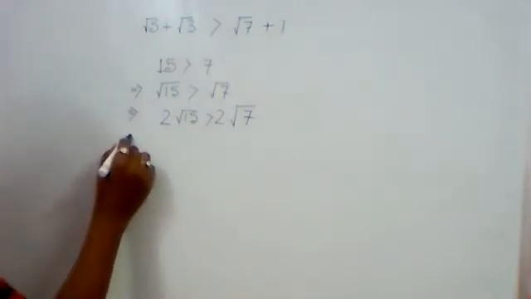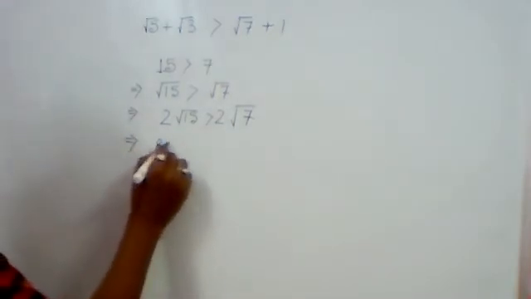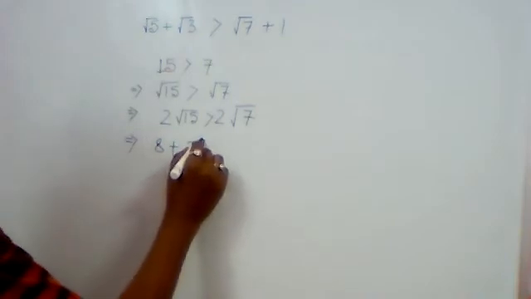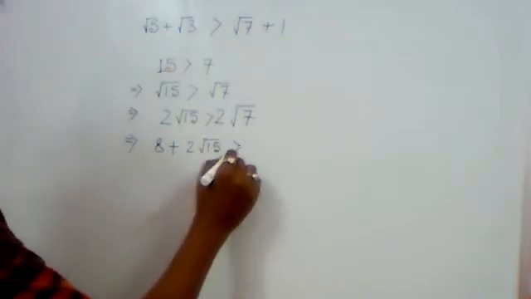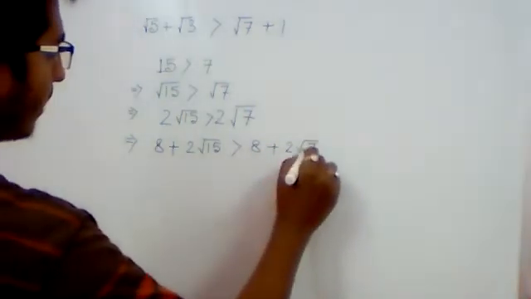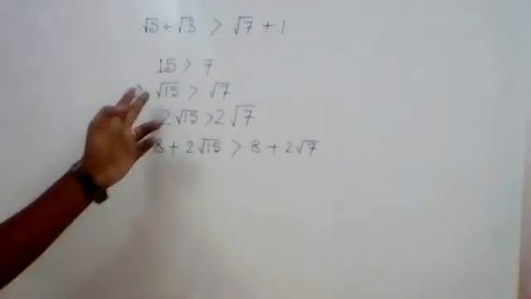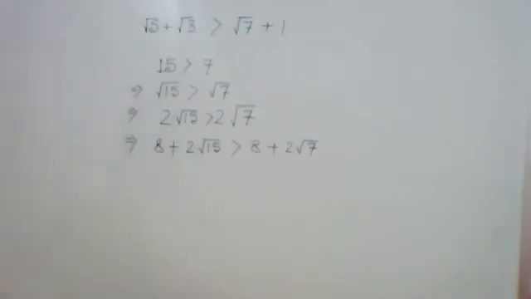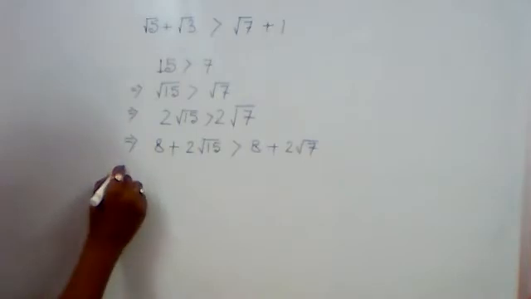Now add 8. If we add 8, it will be 2 root 15 plus 8 greater than 8 plus 2 root 7. Now the question is why we should add 8 and why we multiply this step by 2. The answer is hidden in the next step.